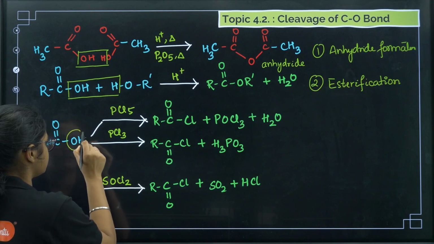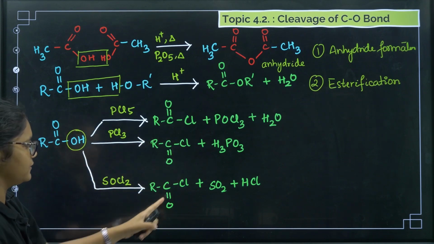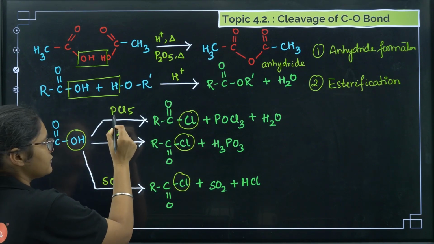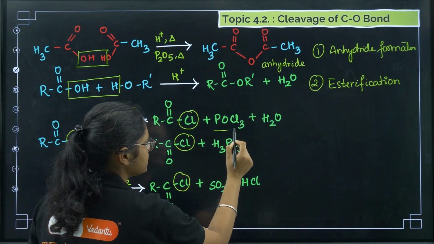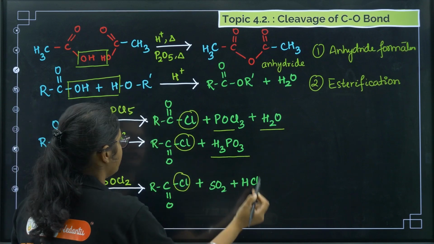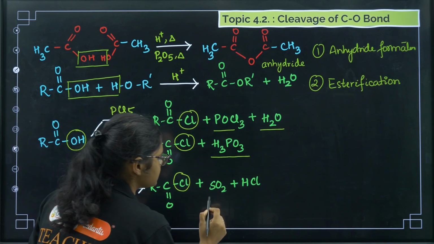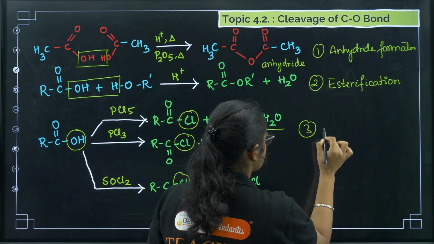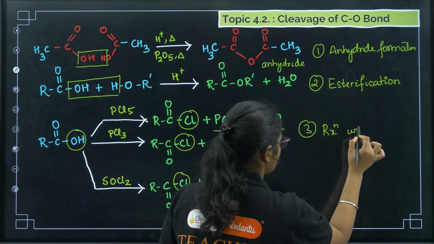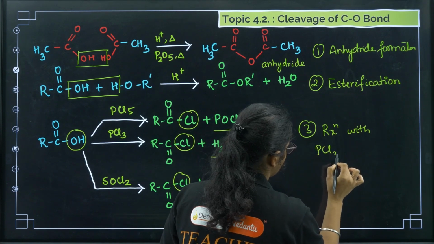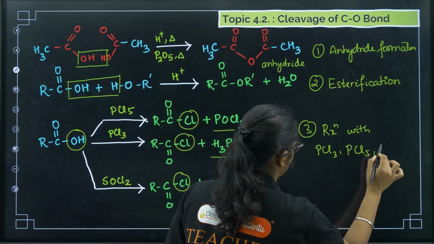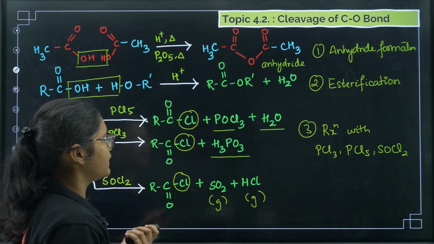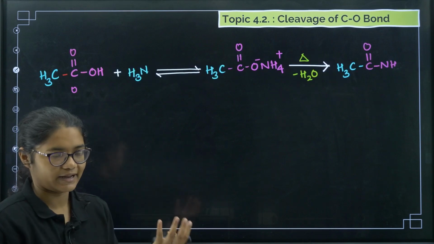In this case, the OH group is replaced with Cl. So you can see here, this is Cl, this is Cl and this is Cl. Byproducts are important for these cases. PCl5 will give you POCl3 plus HCl, PCl3 will give you H3PO3. Now SOCl2, this gives SO2 gas and HCl gas, right? This is your third reaction, that is reaction with PCl3, PCl5 and SOCl2.